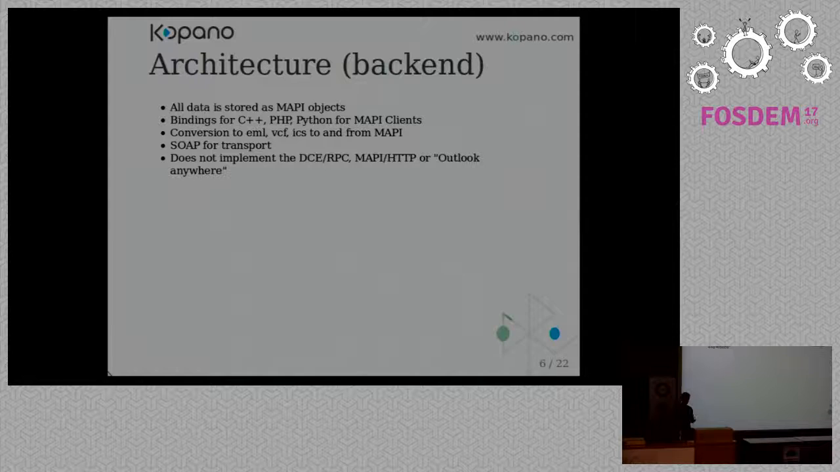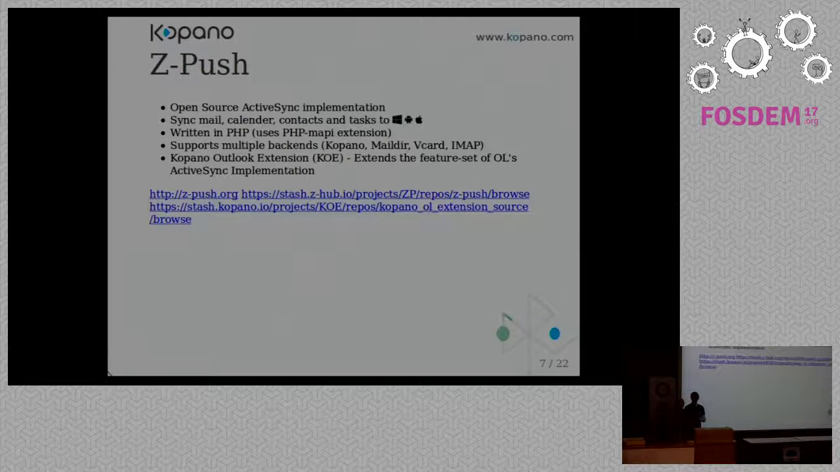We don't implement the wire protocol which Outlook uses to connect to Exchange. Because MAPI is a bit RPC-like, you need some interface to talk to the server. As transport layer, we're using SOAP for that, so you can't use it as a drop-in replacement to connect to Outlook. But that's where Z-Push comes in.